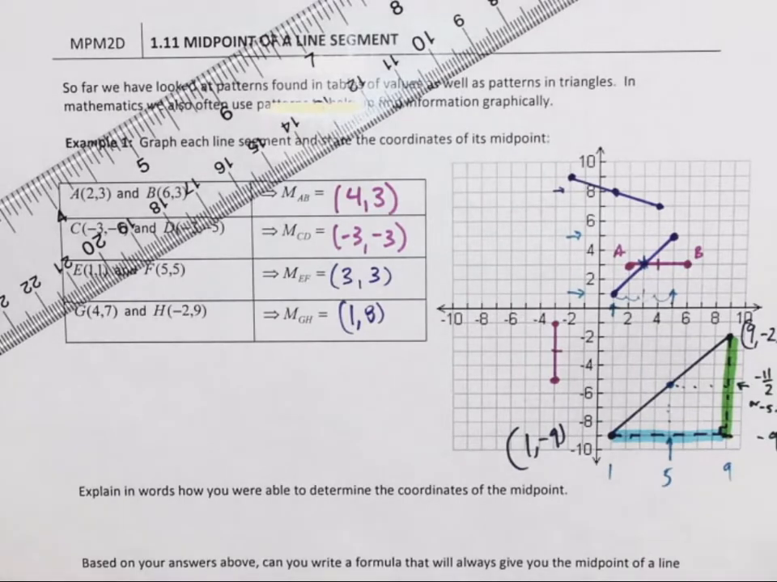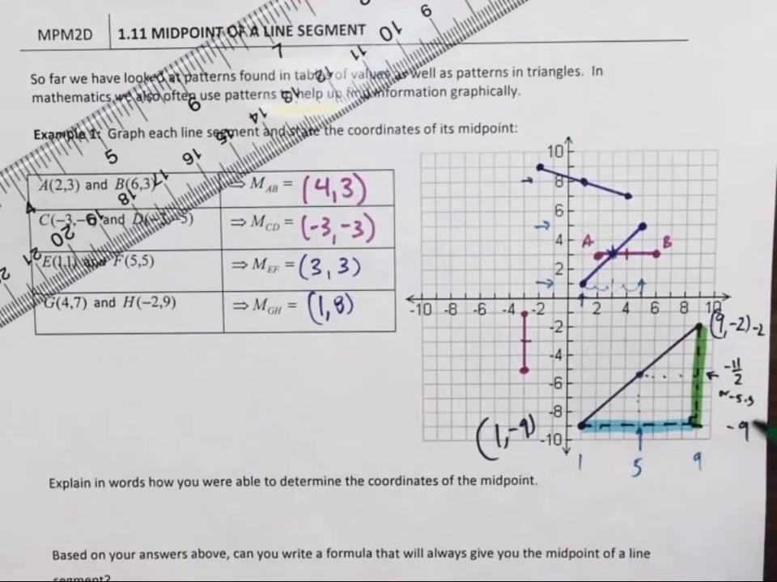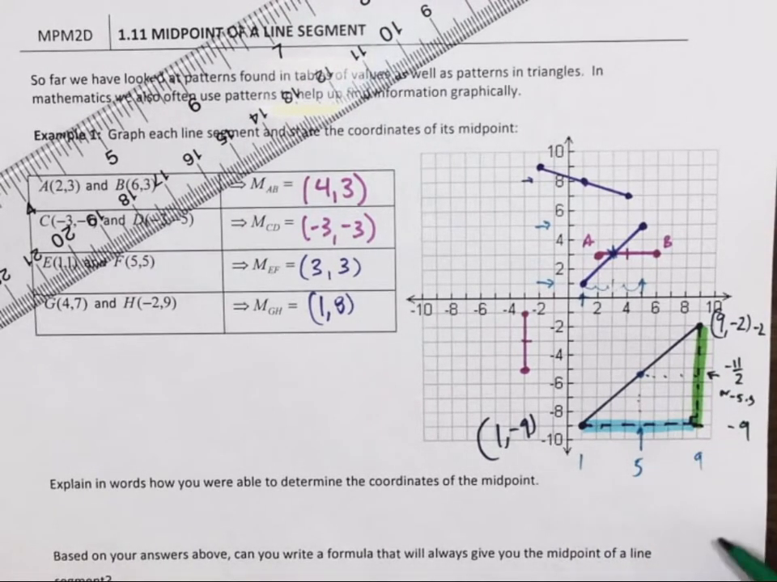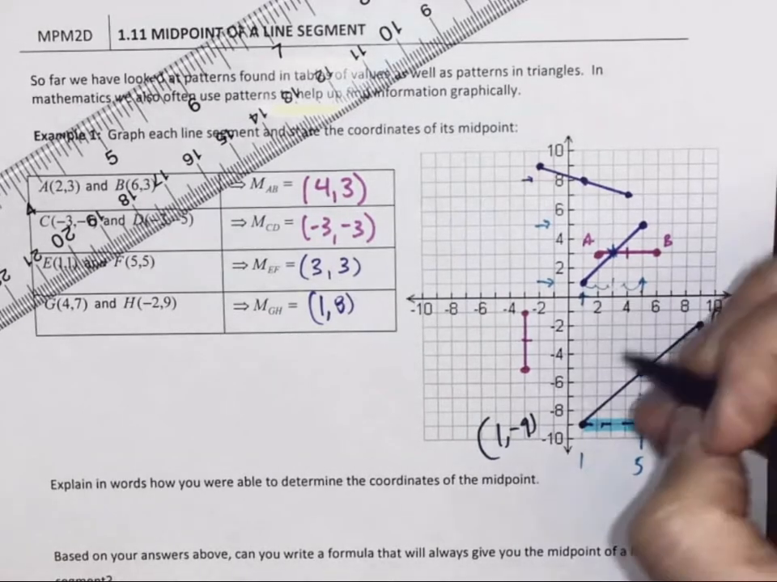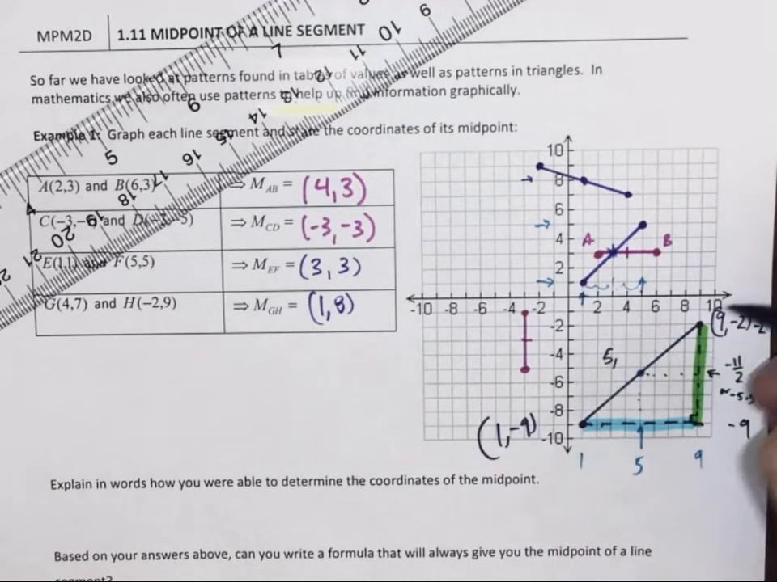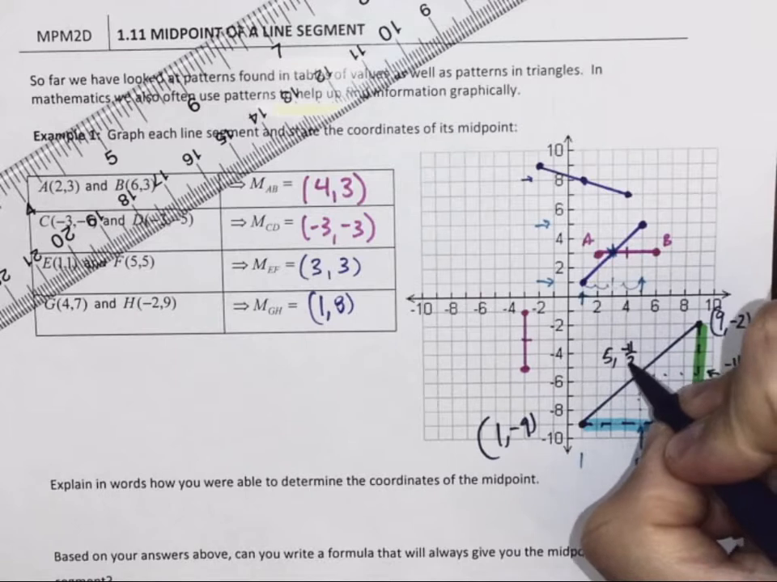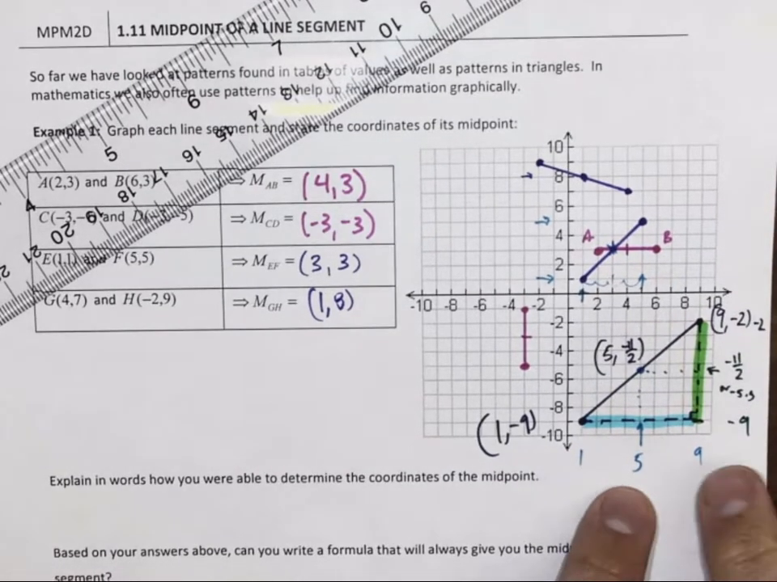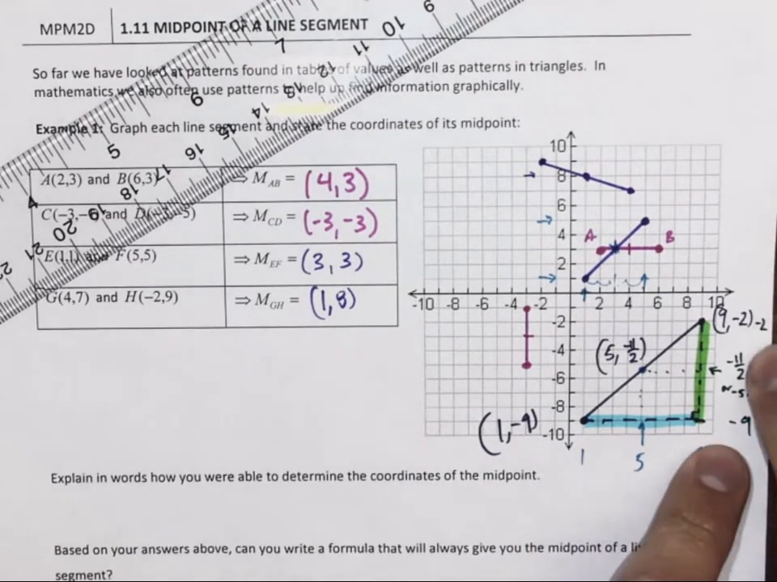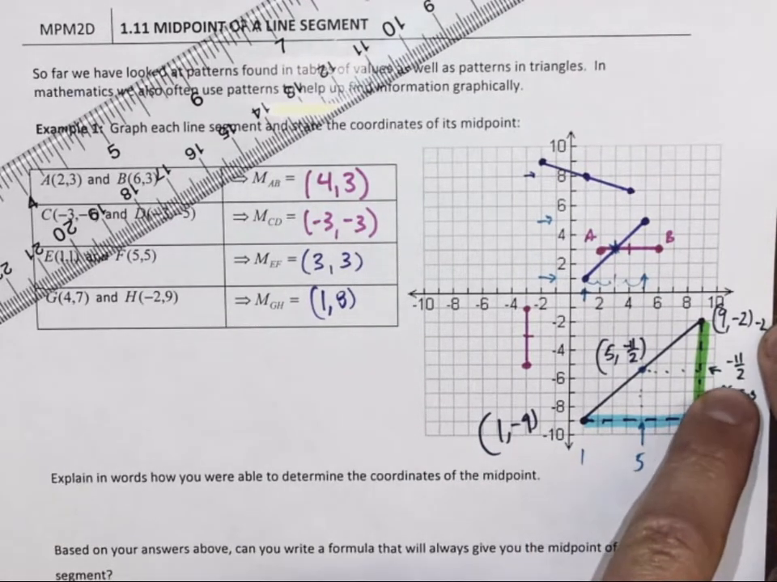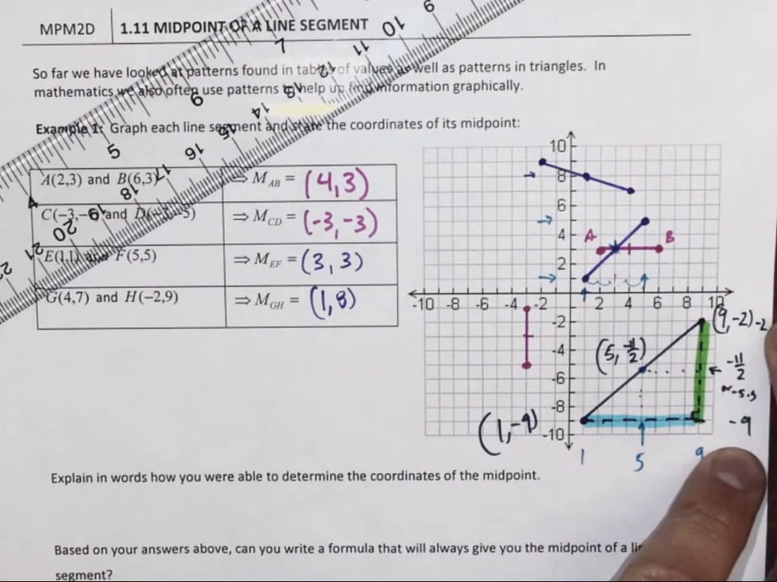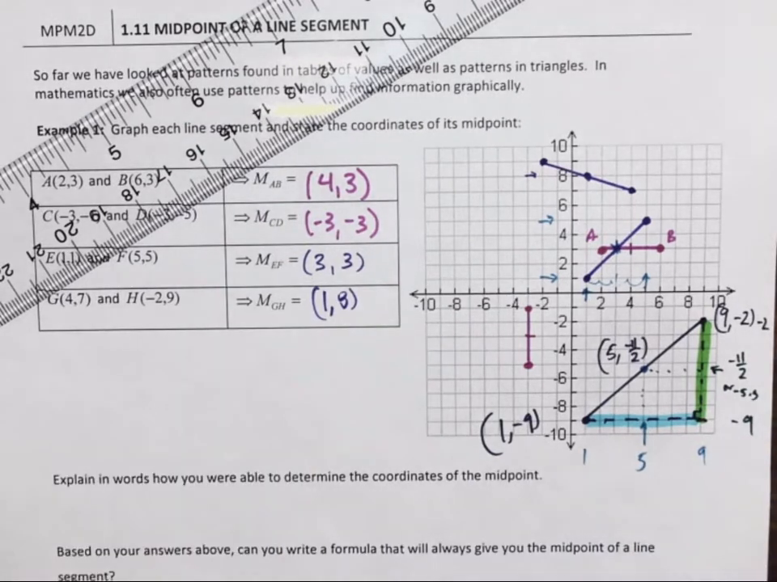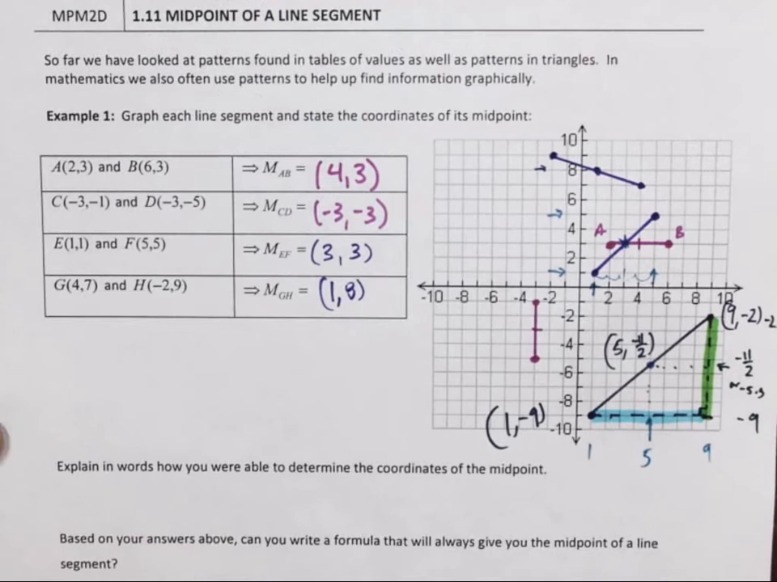Now, using maybe this last example that I did, what are the coordinates, 5, and I'm going to use a fraction, -11 halves. What does 5 have to do with 9 and 1? And what does -11 halves, or -5 and a half, have to do with -9 and -2? Maybe you can be the mathematician and create the formula.